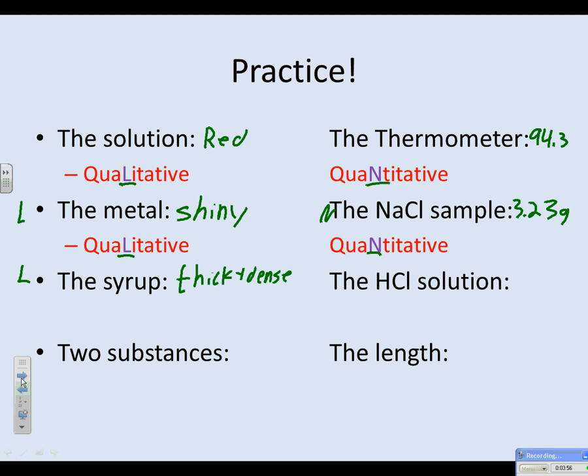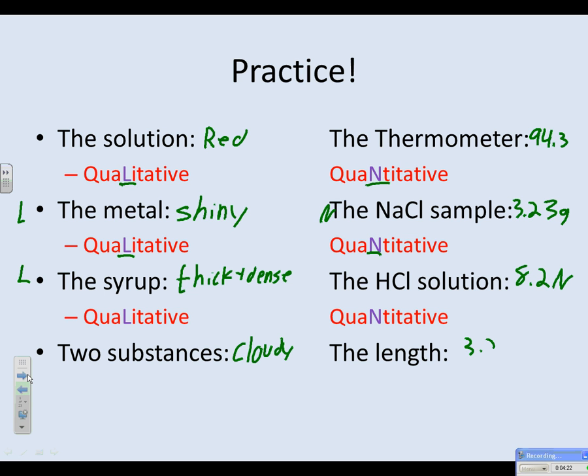The HCl solution, number 6, has 8.2 milliliters. That is a number, so we're going to call it quantitative with the N. Once again, descriptions use the L, numbers use the N. And the last two, the two substances become cloudy. Cloudy is again a descriptive term, so that's going to be a qualitative piece of data. The length of the block was 3.2 centimeters. Now, because we have a number, it is going to be quantitative.